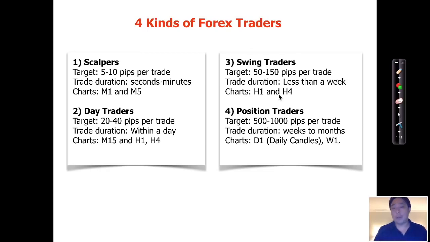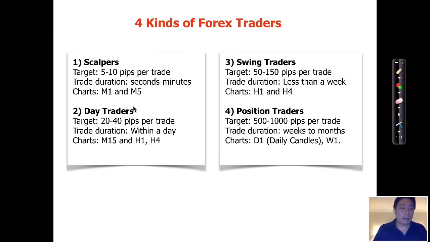Next, we have swing traders. Swing traders will typically target 50 pips to about 150 pips per trade. So when they get in, they hit 50 to 150 pips, and they're out of the trade. The trade duration usually lasts less than a week, a couple of days. And they'll look at charts with hourly or 4-hourly candles. So those are swing traders.